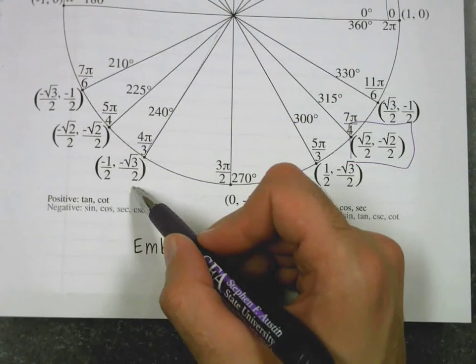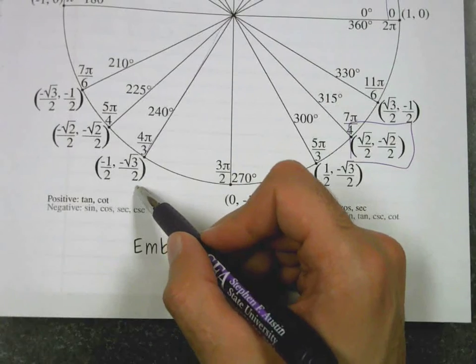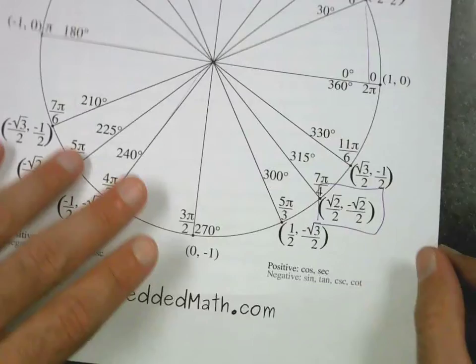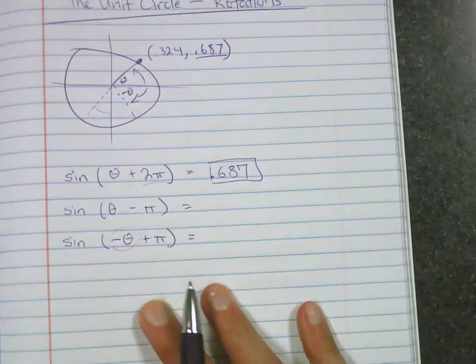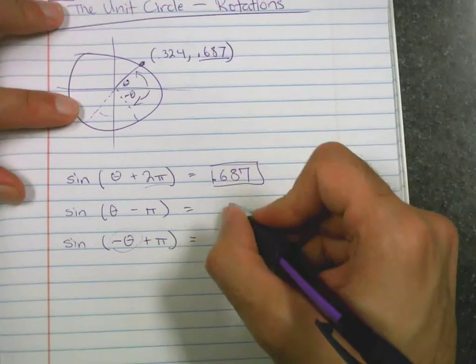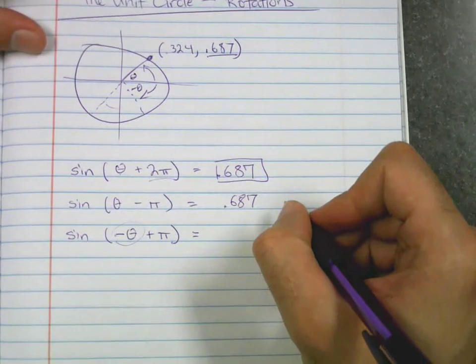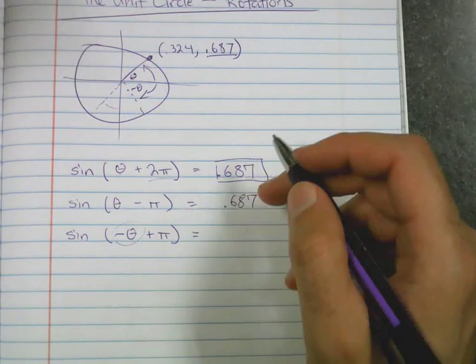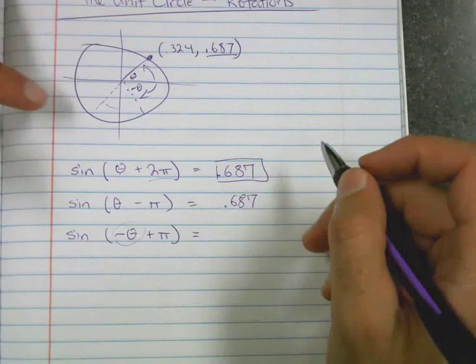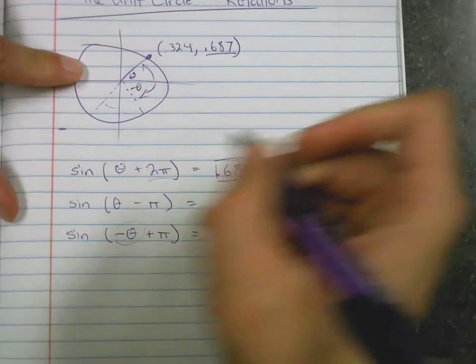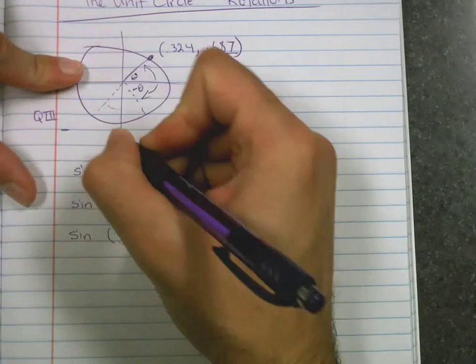That's right. So look, if you're just moving it over, this number stays the same, right? It's still 0.687, right, except for the fact that it's negative now. Why is it negative? Well, because in quadrant 3, x and y are negative. We're talking about y value, so it's a negative 0.687.